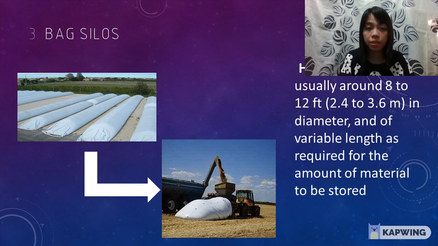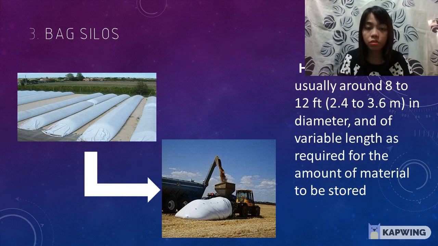And the third type is the bag silos. Bag silos are heavy plastic tubes, usually around 8 to 12 feet or 2.4 to 3.6 meters in diameter, and of a variable length as required for the amount of material to be stored. They are packed using a machine made for the purpose and sealed on both sides. And they are unloaded using a tractor or loader or a skid steer loader.